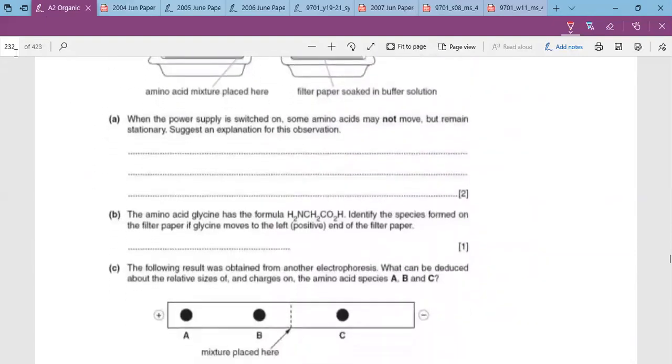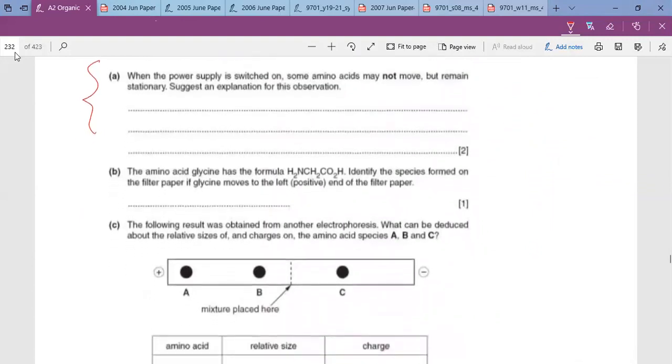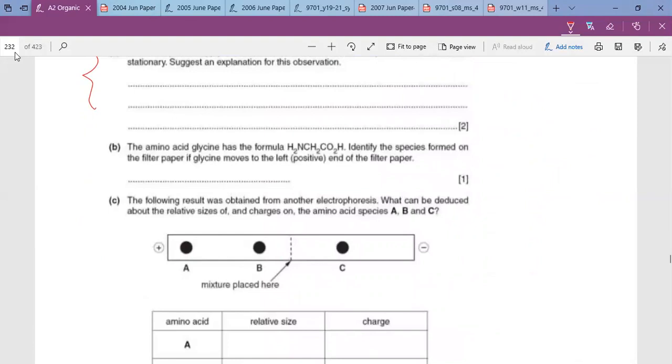Okay, this is another one. The first part, of course, is explanation of how it works. The second part here, amino acid glycine has a formula of, blah blah blah, 1:1 ratio. Identify the species formed on the filter paper if glycine moves to the positive. That means it's charged negative, isn't it? So when will this be charged negative? Okay, high pH or acidic conditions? So remember, if you put acid HCl here, the HCl will go to here, isn't it?